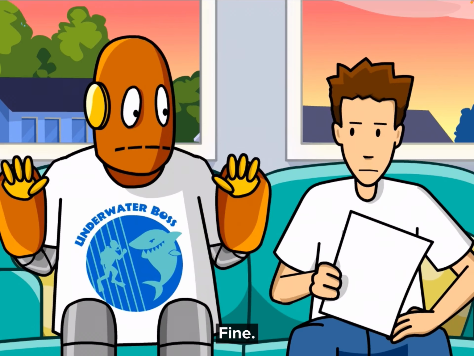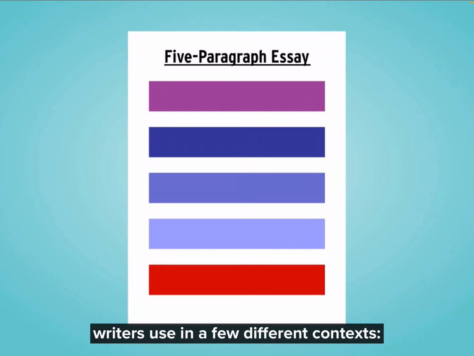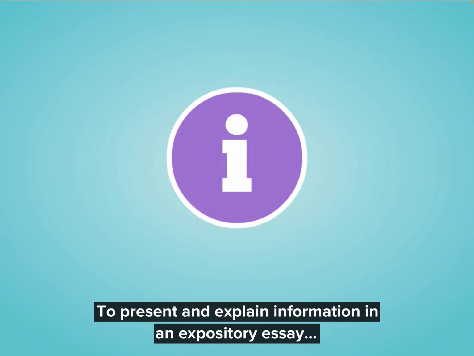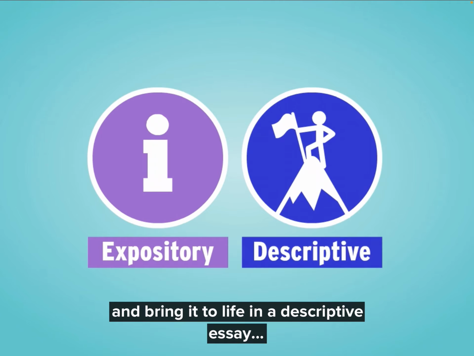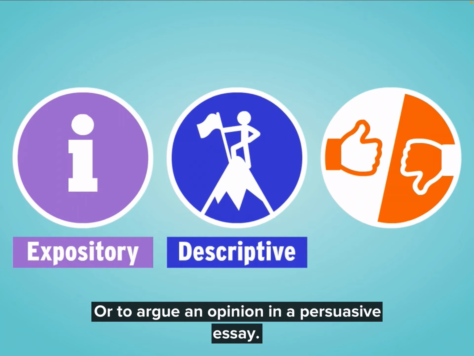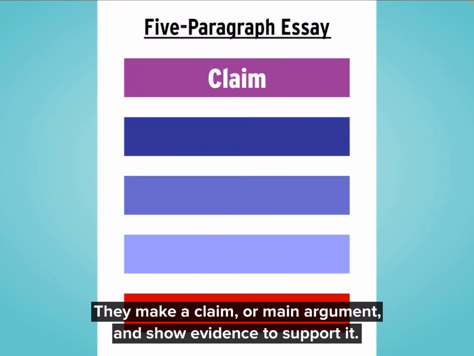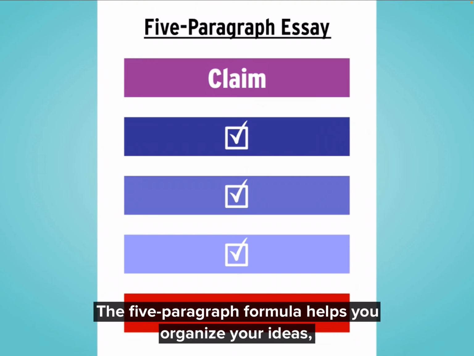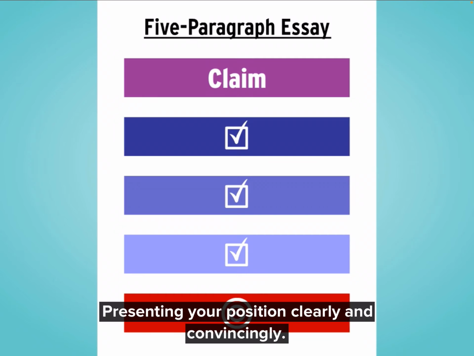Fine. The 5-paragraph essay is a tried-and-true format writers use in a few different contexts: to present and explain information in an expository essay, to describe an experience, person, or thing and bring it to life in a descriptive essay, or to argue an opinion in a persuasive essay. All 3 formats have the same essential structure. They make a claim or main argument and show evidence to support it. The 5-paragraph formula helps you organize your ideas and stay focused on the goal, presenting your position clearly and convincingly.